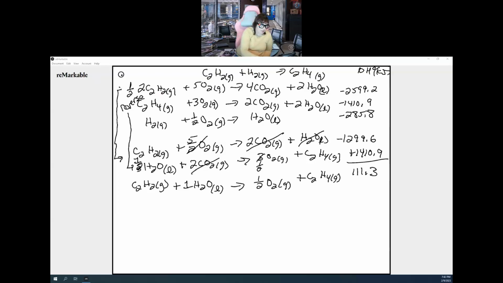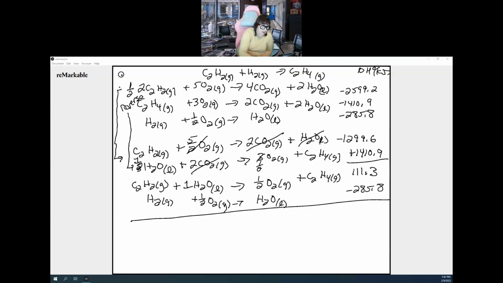Okay, so I'm close. I have my C2H2 where I need it. I have my C2H4 where I need it. What I don't have is this H2 gas right here, so I need to get that H2 in the right place. Now I see this H2 right here, so I'm going to add this equation to the one that's here. I'm going to write this down exactly as it is: H2 gas plus half of an O2 gas gives me an H2O liquid, and of course that is negative 285.8.